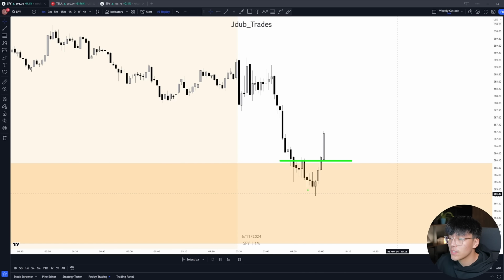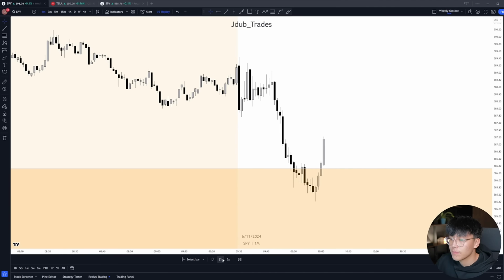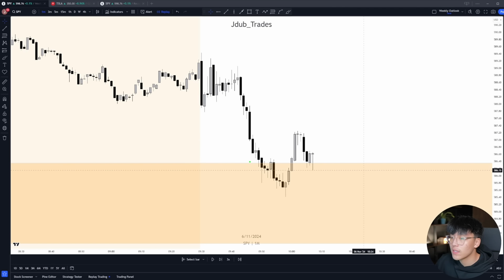So right here, you can see we just broke structure back towards the upside. We have a lot of displacement as well. So now what we'll be looking for is a retest of this 586 for that continued push back towards the upside. So now you can see we have a nice reaction off the top of our break and retest level. So now we're going to be looking for that reversal play back towards the upside on this buy.